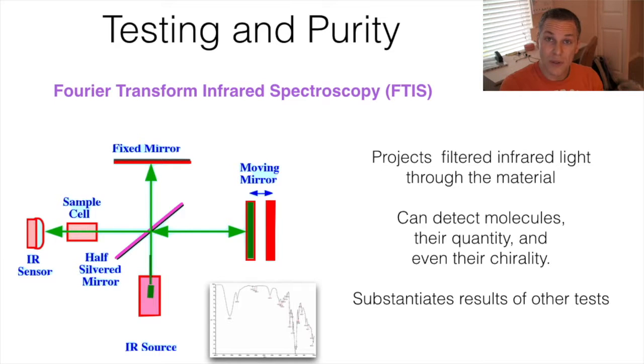Now, after some complex computer analysis, this test can also detect the types of the molecules in there and their relative quantities. An interesting thing about this test is it also can detect the chirality, or the orientation of each molecule. That'll bring up lots of things like whether this sample is pure, or does it have any problems with it. This test can help substantiate the results of other tests, and it can help give scientists a bigger and better picture of what is in the sample and whether it's pure or not.